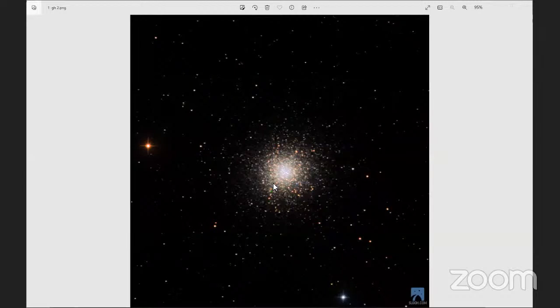You have thousands of stars. The estimate here is 300,000 stars. And the object is enormous, about 145 light years across. The other thing about globular clusters is they are extremely old. There are estimates that they're as old as the universe itself.